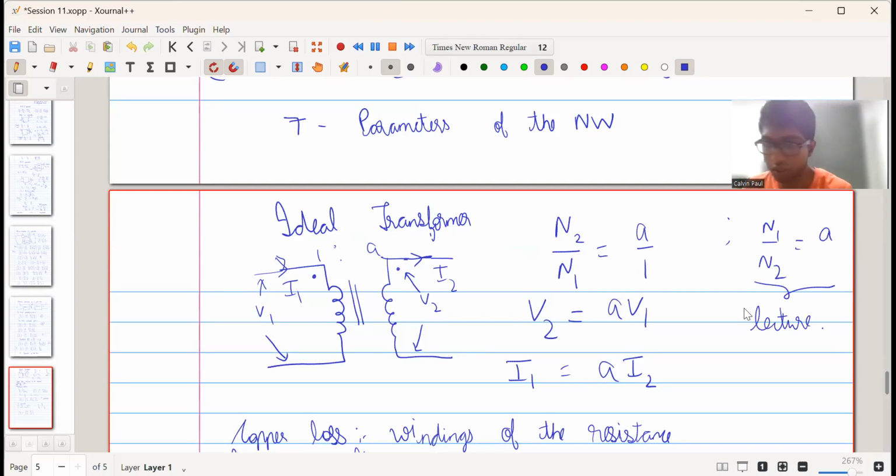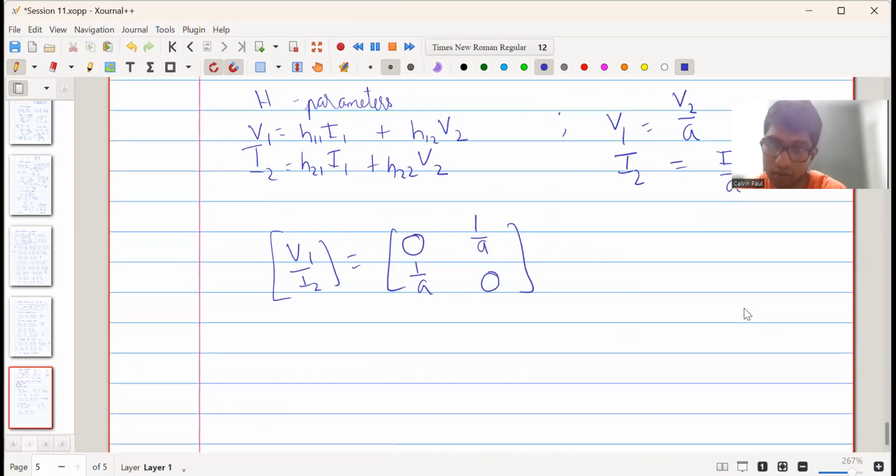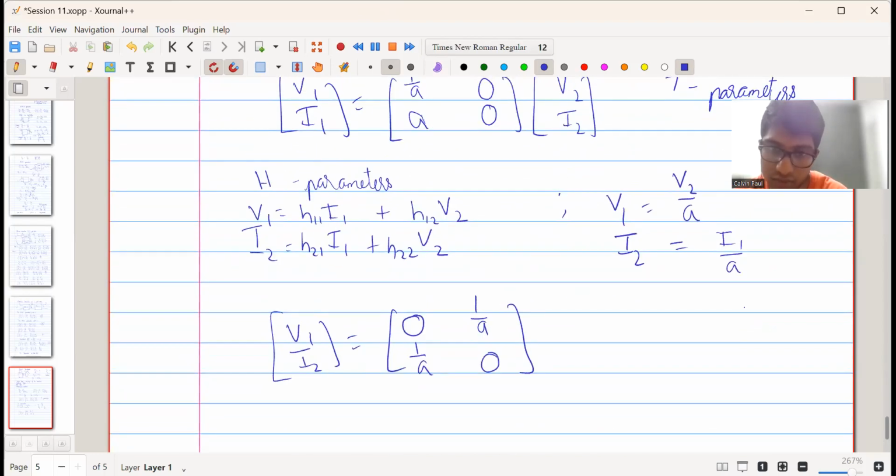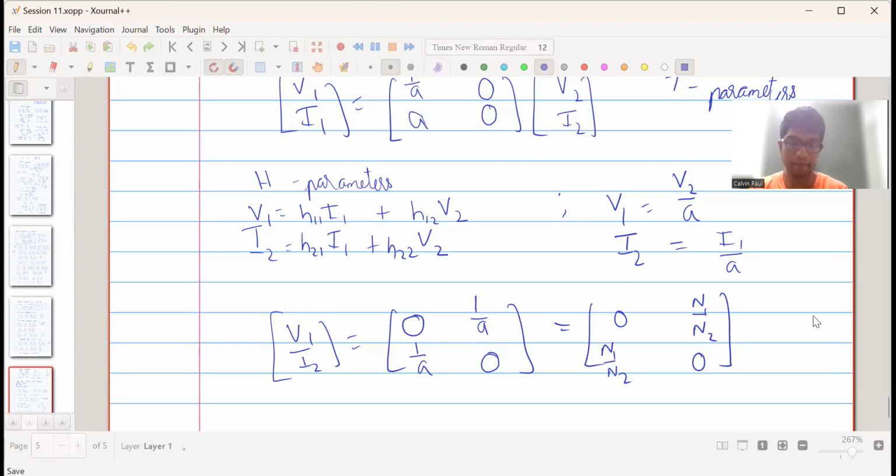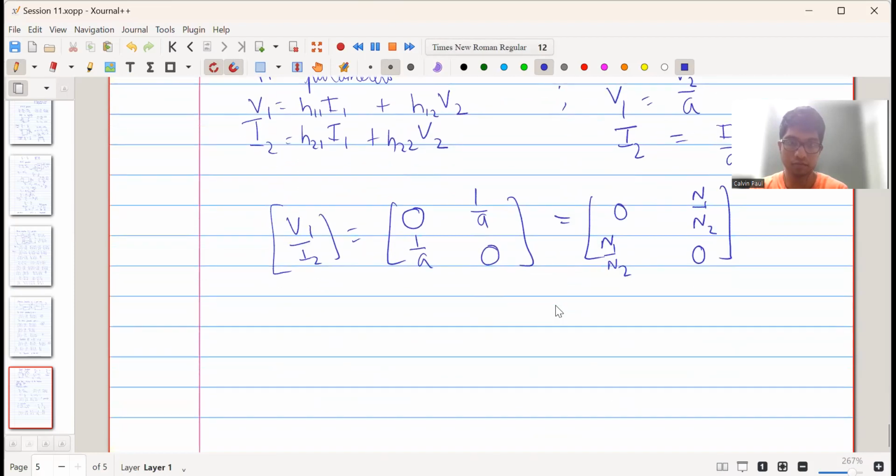So just to avoid confusion, I will write it in terms of n1 upon n2, and this also is n1 upon n2, and this is 0. Because if we write it in terms of this, then it is uniform and will be the same for both cases. So thus we have represented an ideal transformer in terms of ABCD parameters as well as in terms of H parameters, the hybrid parameters.